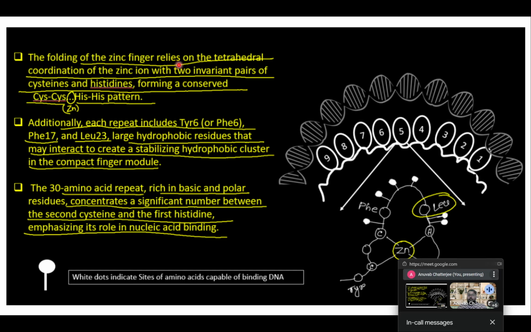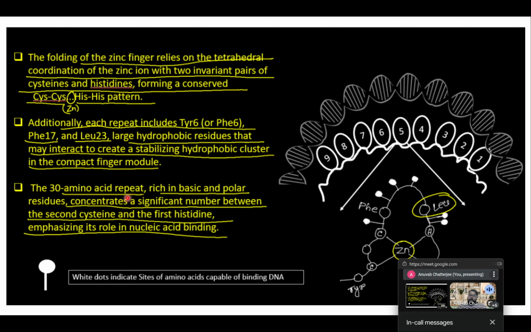So the folding of the zinc finger relies on the tetrahedral coordination of the zinc ion with two invariant pairs of cysteines and histidines, forming a conserved cysteine-cysteine followed by histidine-histidine pattern. Additionally, each repeat includes tyrosine or phenylalanine at the sixth position, phenylalanine again at the 17th, and leucine at the 23rd position, a large hydrophobic residue that may interact in creating a stabilized hydrophobic cluster in the compact finger module.